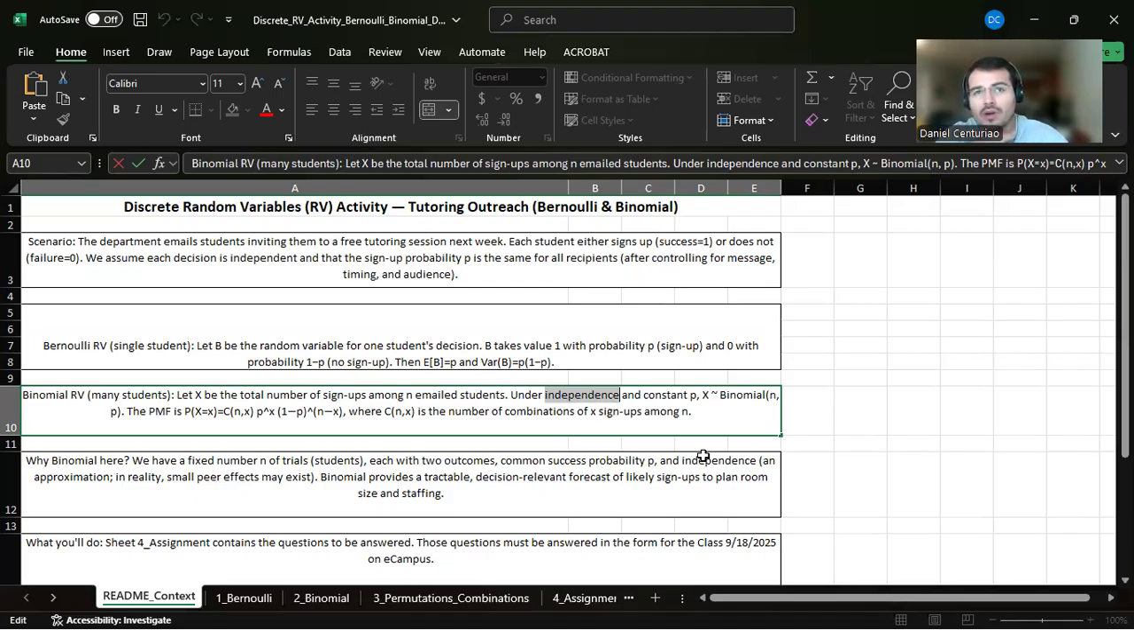Independence, remember, this concept comes from probability and means that the decision of one individual will not affect the decision of another individual. By assumption, we are assuming that they are independent. Each one will sign up, and we don't have any interference of one individual in another's decision.